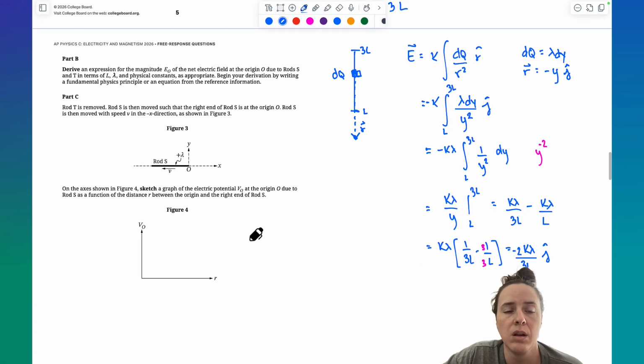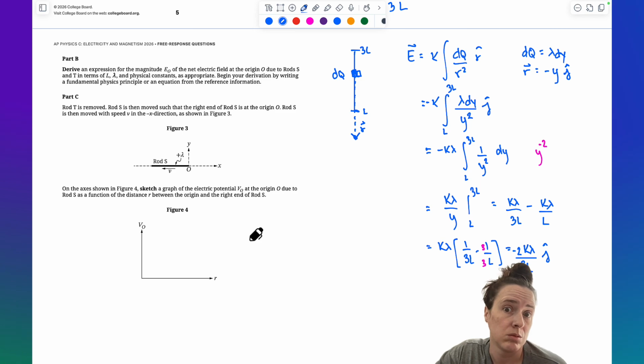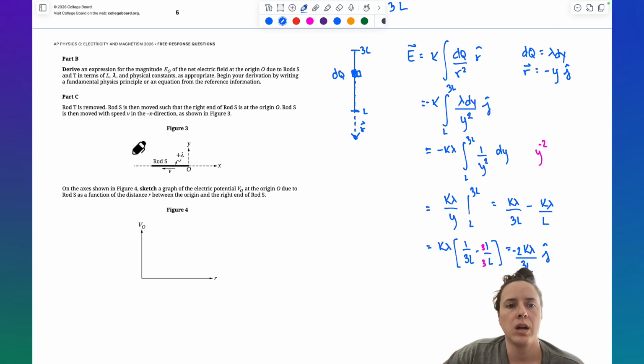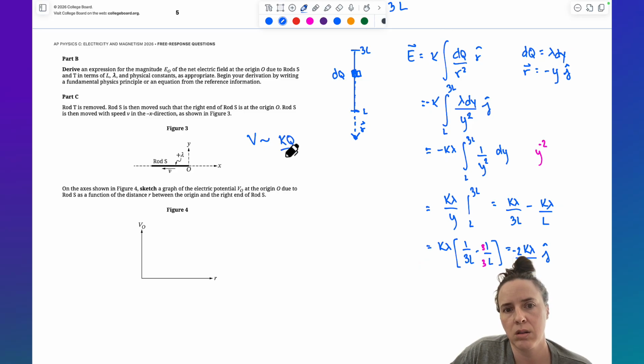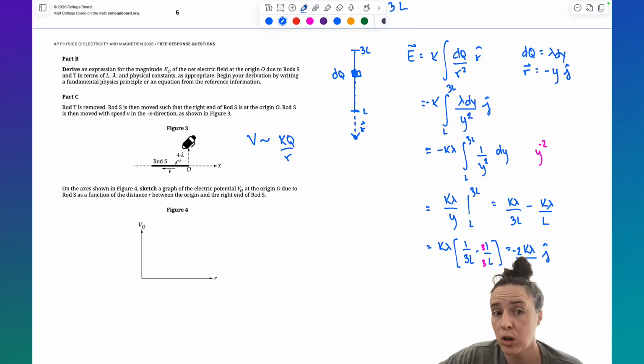Okay, now for this one, we could derive an expression for the electric potential, but we could also use some logic, right? I know that when this rod is touching the origin, because remember, potential goes like kq over r if I'm talking about a single point, if I have this little slice of dq right on top of the origin, I'm getting a big potential because my r is 0. So I'm going to have a really strong potential. Also, it's a positive charge, so it's going to be a positive potential.